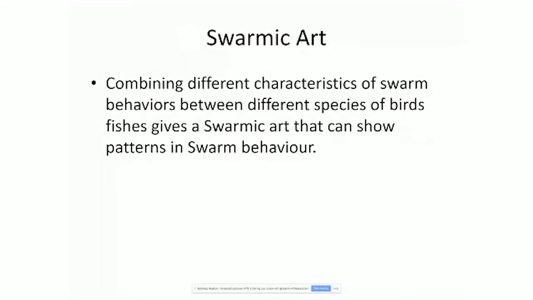Now, swarm art, swarmic art. Swarmic art combines different characteristics of swarm behaviors between different species of birds and fishes. It gives a swarming art. That means we are getting a particular picture, like the one we have already shown on the first page, of fishes. That is a swarming art. When this kind of characteristic is captured in an artistic format, it is called swarming art.